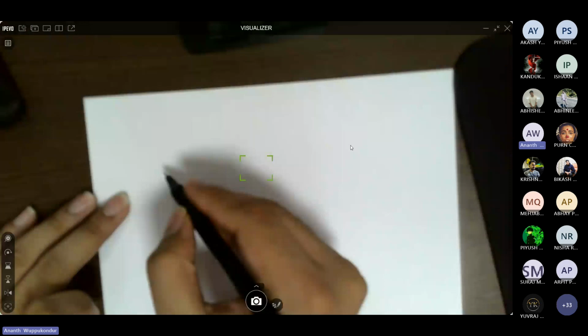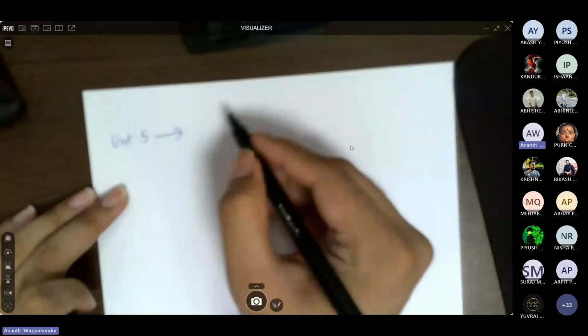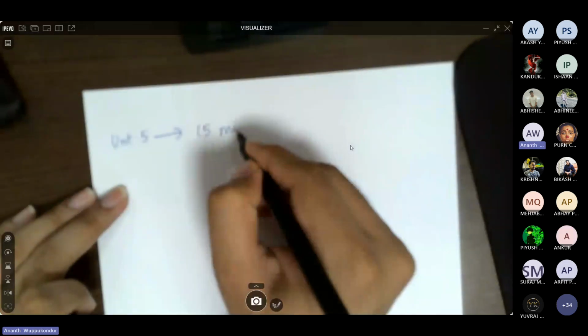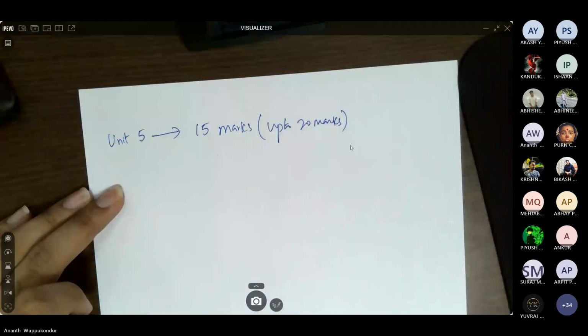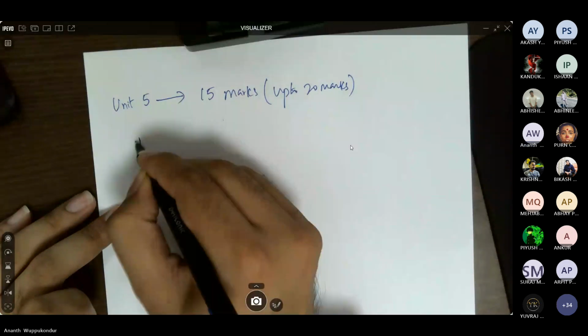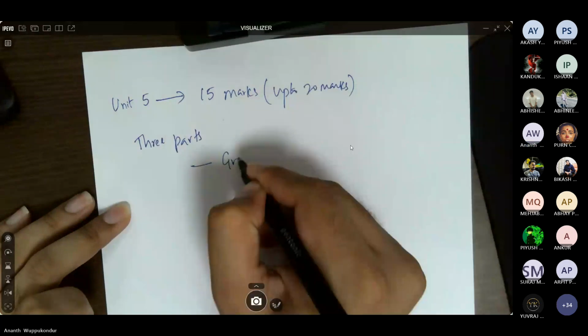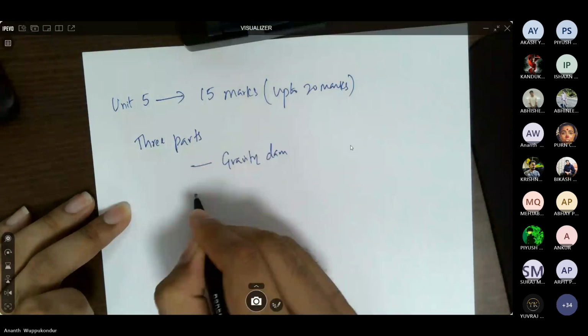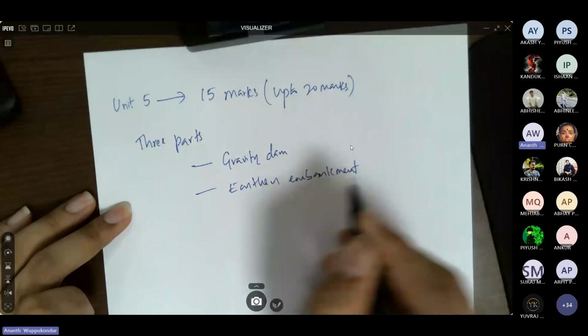So in the exam for Unit 5, it would be for 15 marks, or it could be up to 20 marks. And there would be 3 parts. The first is gravity dam, and the other is earthen embankment, and the third is spillways.